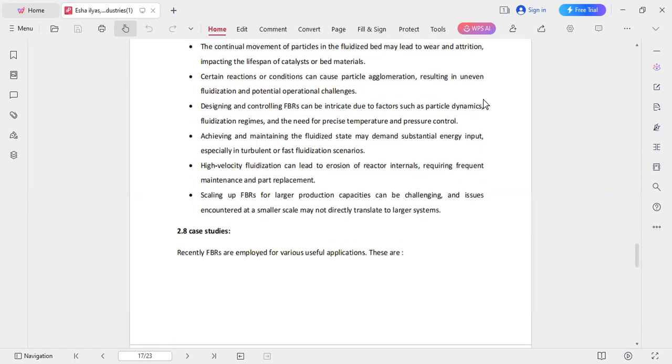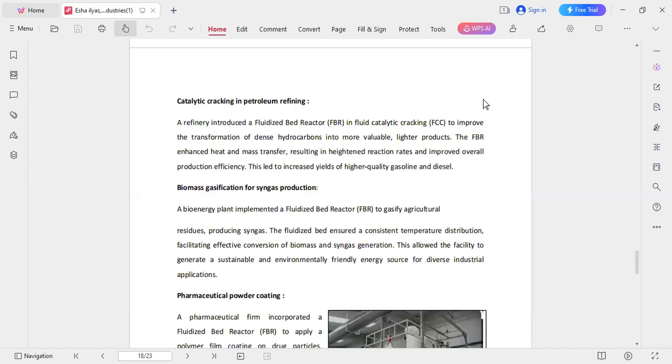Now moving toward the case studies. In this section we will study where fluidized bed reactors have recently been used for various applications. And these are, number 1, catalytic cracking in petroleum refining.